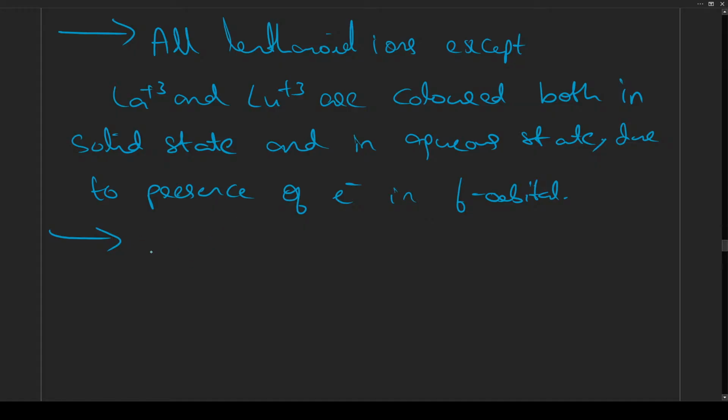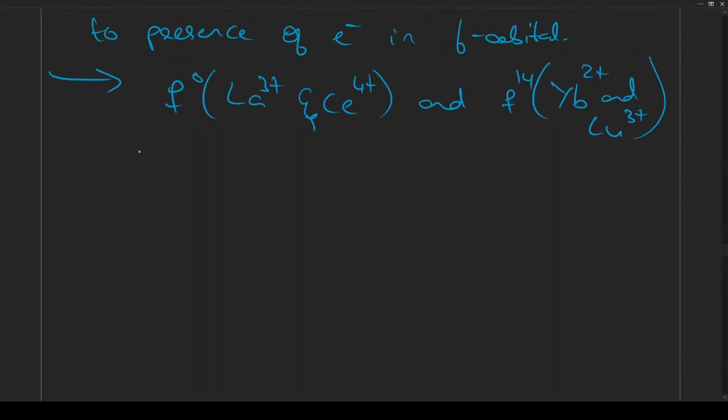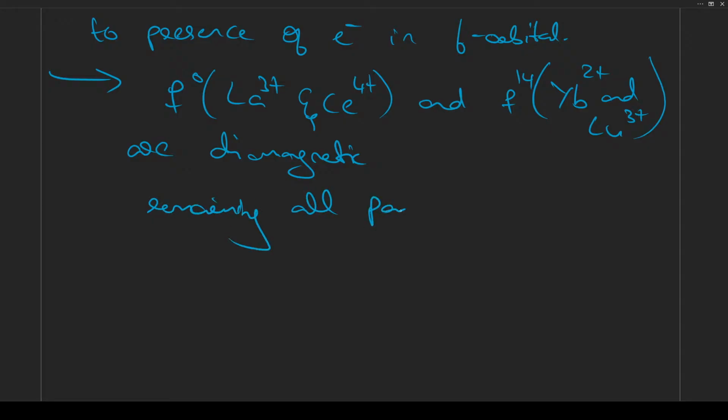Lanthanide ions, except those with the f0 configuration, which are lanthanum 3 plus and cerium 4 plus, and those with the fully filled f14 configuration, which are ytterbium 2 plus and lutetium 3 plus, are diamagnetic. All the remaining ones are paramagnetic.